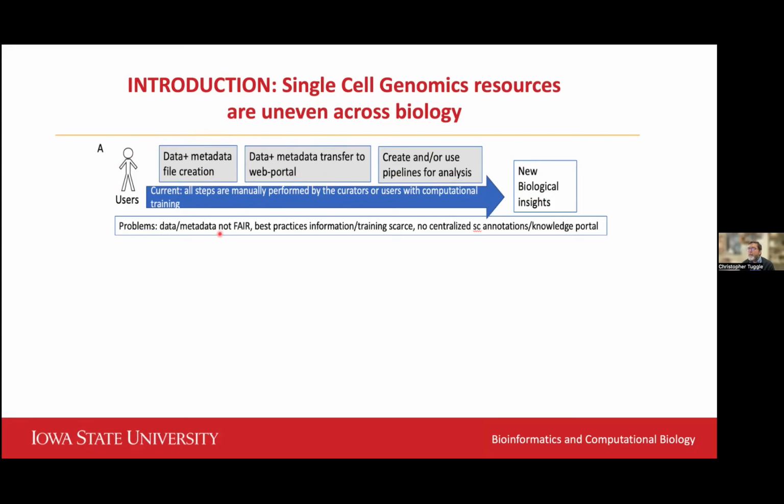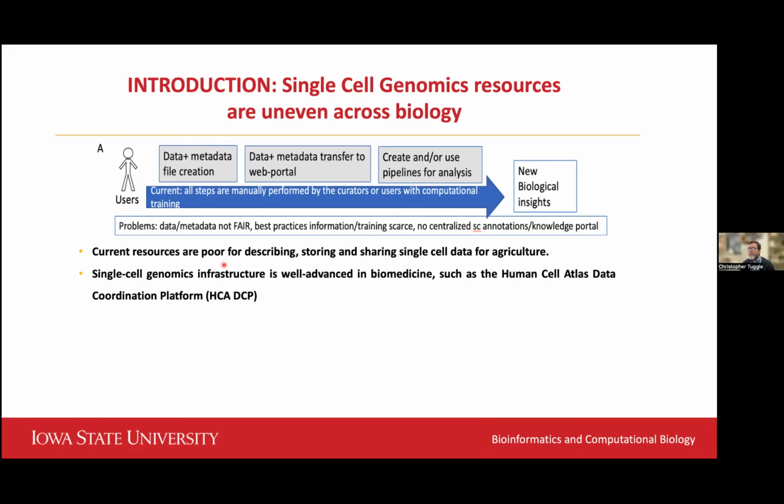But the problem is that this process is not FAIR. The best practices and information and training are quite scarce. And there's no centralized knowledge portal or annotation portal, especially for livestock species. These resources are poor, as I've said. On the other hand, the single cell genomics infrastructure is well advanced in biomedicine, as has been said already.